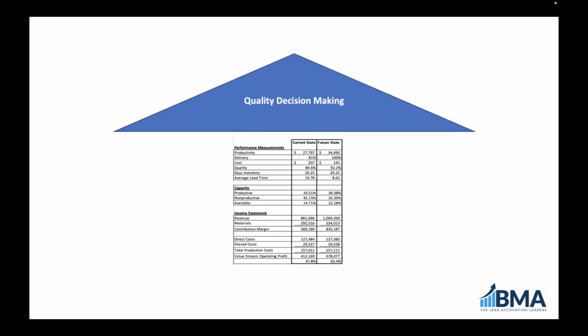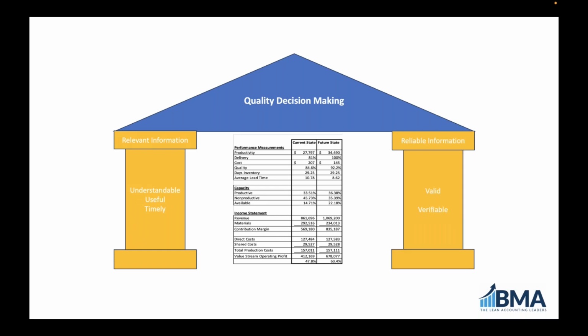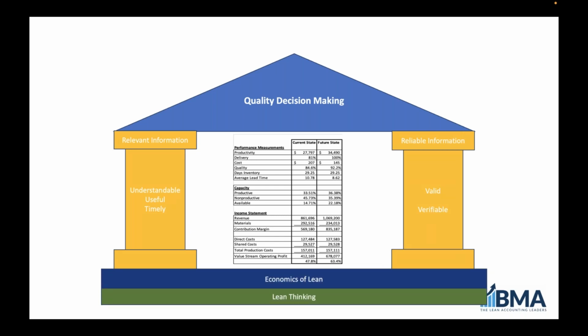So the box score drives quality decision making, which is really the goal of lean management accounting. Box score information is relevant information to users. It's understandable and useful because it's based on the economics of lean. It's also very timely; you get updated box scores frequently. And it's reliable. It represents reality. You can verify all of the information in that box score, as opposed to standard costing, which focuses more on just creating these rates and allocations. And typically companies set standards once a year, so they're outdated very quickly. Box scores represent reality.